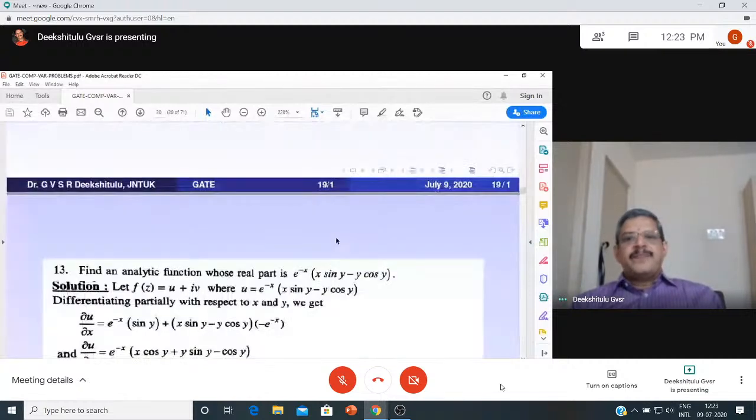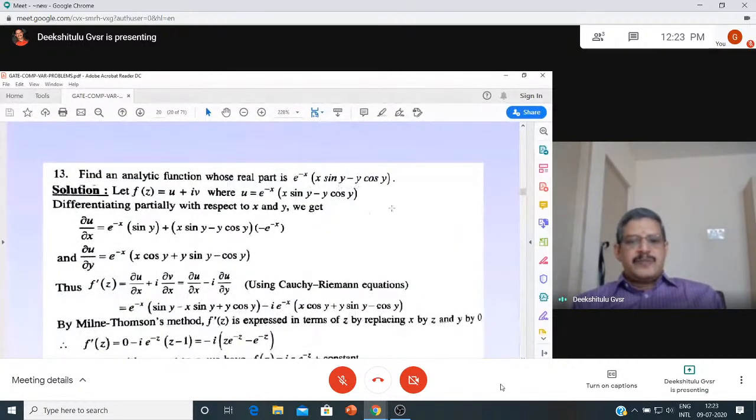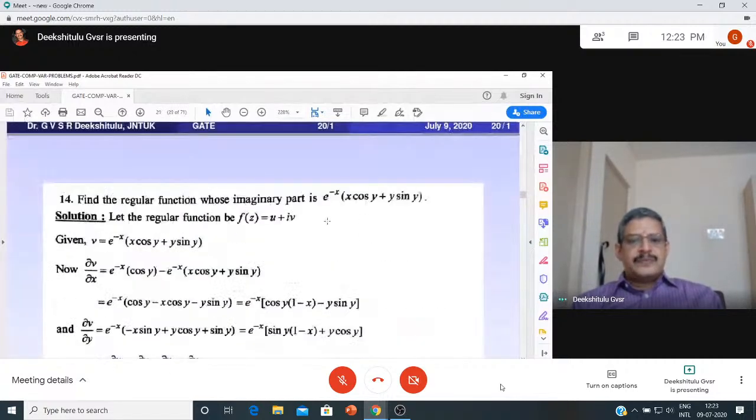Find the analytic function whose real part is e^(-x) into sin y. We have done this problem, I need not do it again. This also.